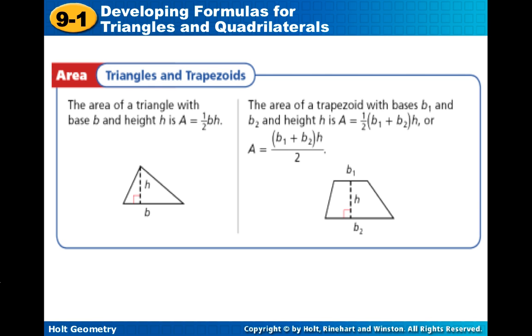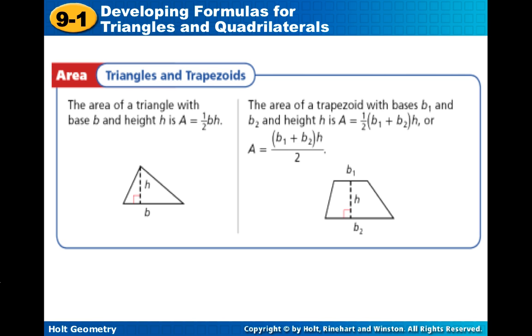Okay, triangle is 1/2 base times height. Trapezoid is 1/2 base 1 plus base 2 times height. Trapezoid has two different bases. Do you remember which sides are the bases? The parallels. Okay, so you would add the parallels and take half of it. It's like you're averaging the base lengths and then multiplying by the height to get the trapezoid.